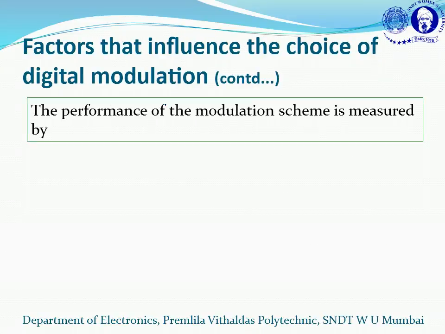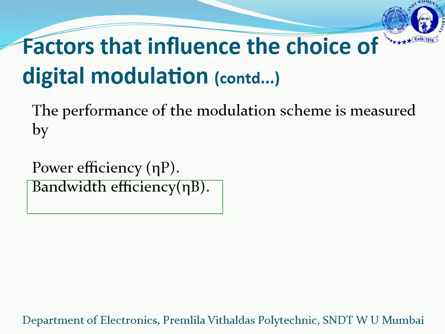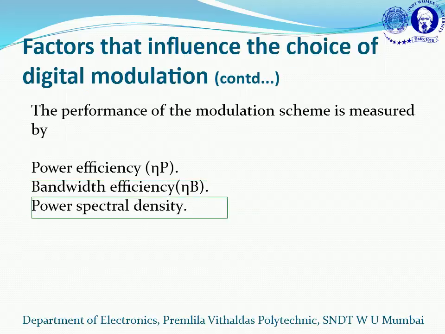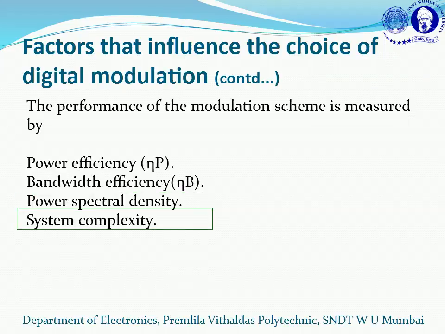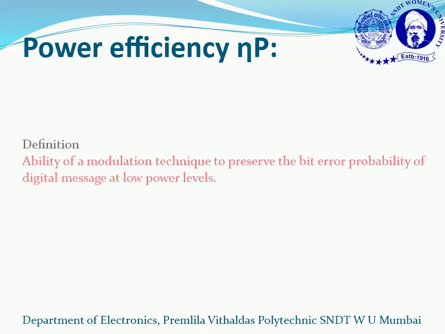The performance of any modulation scheme is measured by power efficiency, bandwidth efficiency, power spectral density, and system complexity. Power efficiency: the ability of a modulation technique to preserve the bit error probability of a digital message at a low power level is called power efficiency.